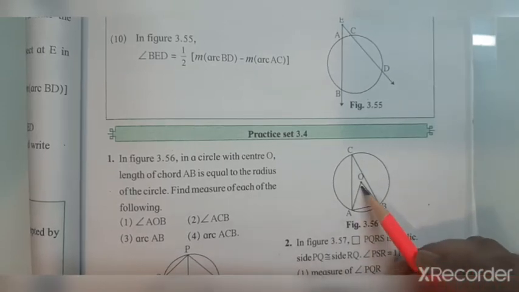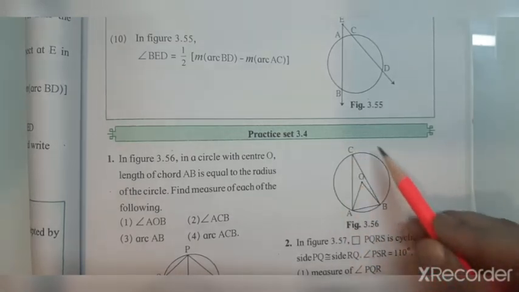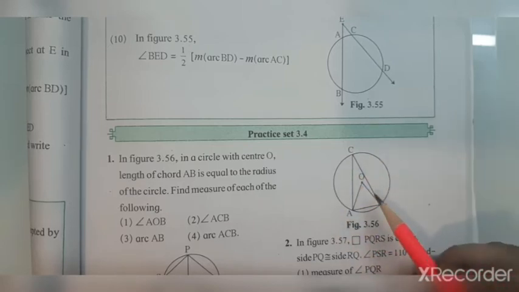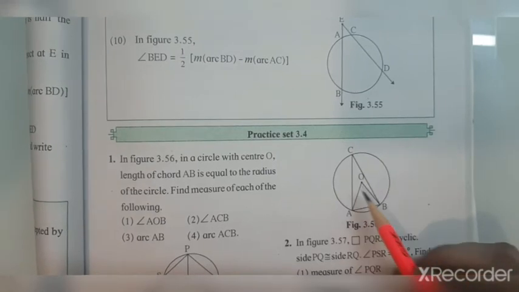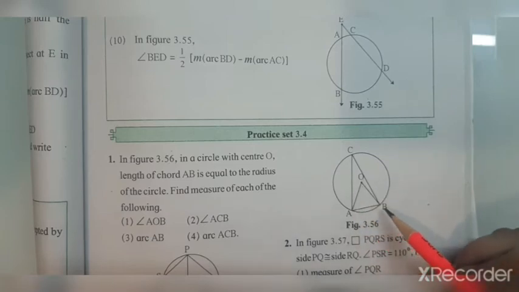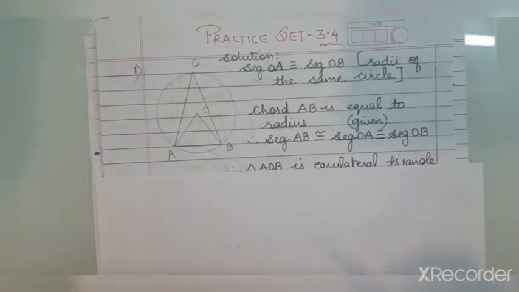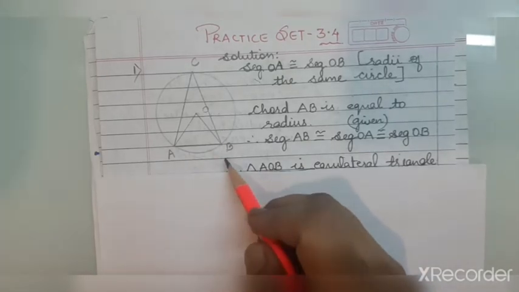First sum in practice set 3.4, they have given the figure. Clear? There is a circle with center O. Then we can see that points A, B and C lie on the circle. The length of chord AB is equal to the radius of the circle. Here in this figure there are two radii, OA and OB, so the lengths of OA and OB are equal to AB. Clear? Then find the measure of each of the following: angle AOB, angle ACB, arc AB and arc ACB. Clear?